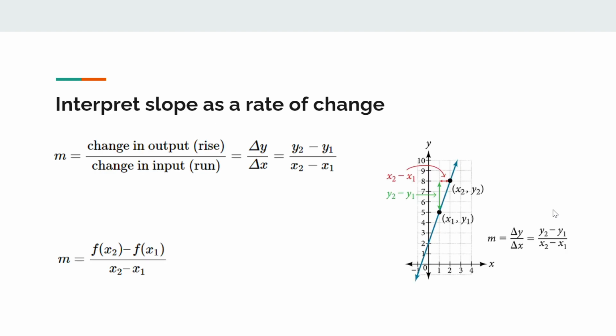Interpret slope as a rate of change. So just know that the slope is equal to change in output over change in input. Basically, just remember that rise over run equation. So change in y over change in x is also the same as using 2 points, the first point minus the second point, or the second point minus the first point, doesn't matter. But you have to know that change in y, which is y2 minus y1, over change in x, x2 minus x1. So slope is also equal to f of x2 minus f of x1 over x2 minus x1.